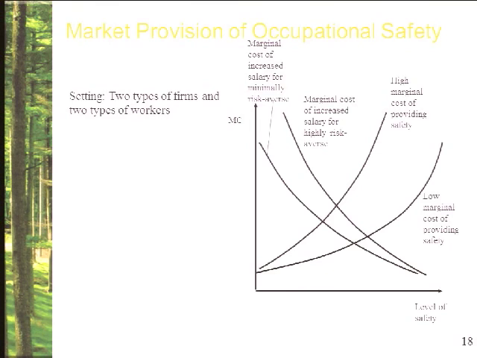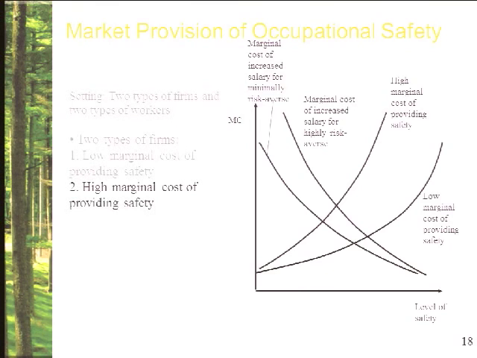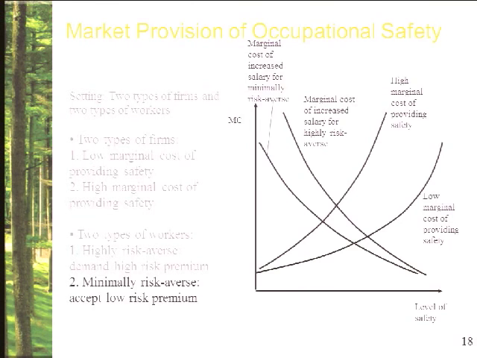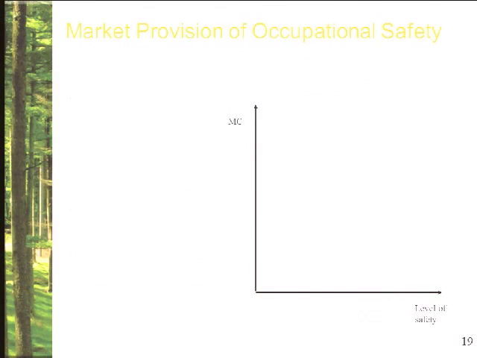And that's what the next slide is designed to do, is to look at each of the equilibrium points. First, this Q1 is the equilibrium that would emerge for a firm that has a high marginal cost of providing safety with employees that are minimally risk averse. And so on. I've got 4 different equilibrium points here. And on the left side of this slide, I describe each of these 4 equilibria.